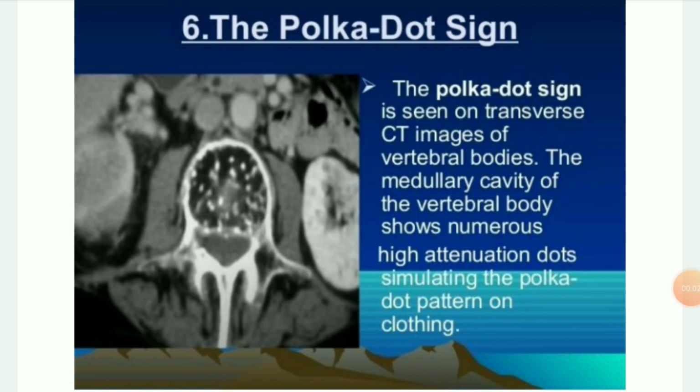Next sign is the polka dot sign. Polka dot sign is seen on transverse CT images of vertebral bodies. The medullary cavity of the vertebral body shows numerous high attenuation dots simulating the polka dot pattern on clothing. The polka dot sign on CT images is produced by thickened trabeculae in the vertebral body hemangioma, seen in cross section as small punctate areas of high attenuation.